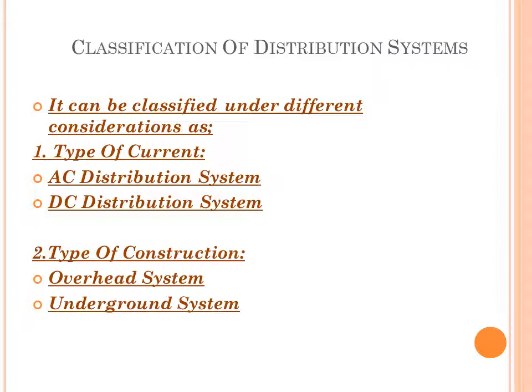So, it can be classified under different considerations for distribution systems. Type 1 is type of current. According to type of current, AC distribution system and DC distribution system. According to type of construction, overhead system and underground systems, that is overhead transmission line system and underground lines.